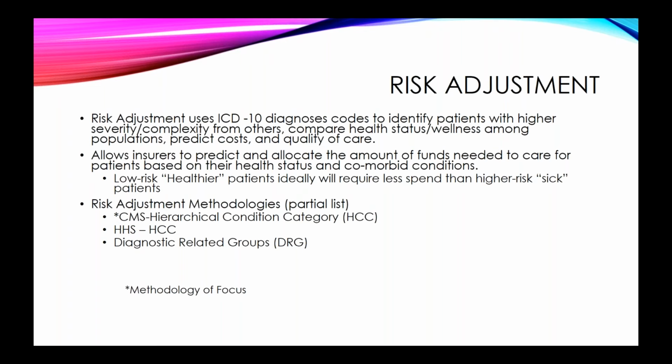So a low risk or healthier patient will ideally use less money to take care of them than a patient that is a higher risk or sicker. Some examples of the risk adjustment methodologies are the CMS hierarchical condition categories, or HCCs, and that's what I'm going to focus on today. That is probably, in my opinion, the most cross-cutting risk adjustment methodology, where you're going to hit a whole bunch of measures if you follow the HCC methodology. There's also the HHS HCC methodology, and then like I just mentioned before, DRGs are their own risk adjustment methodology in and of itself.